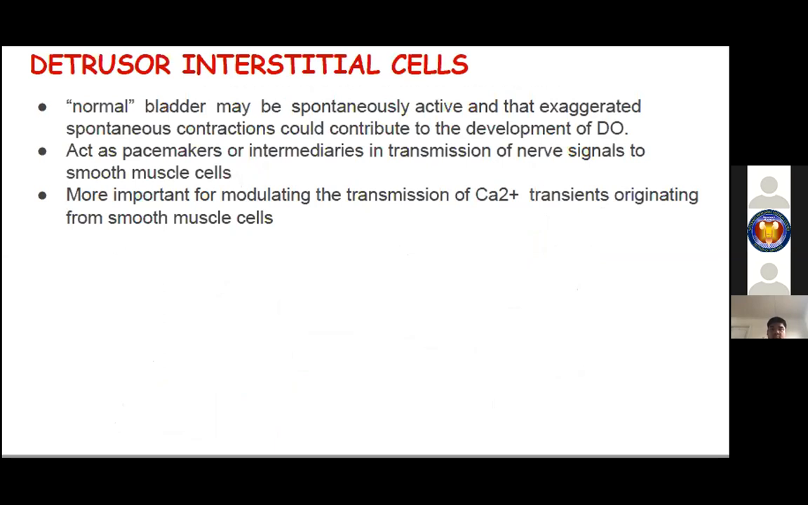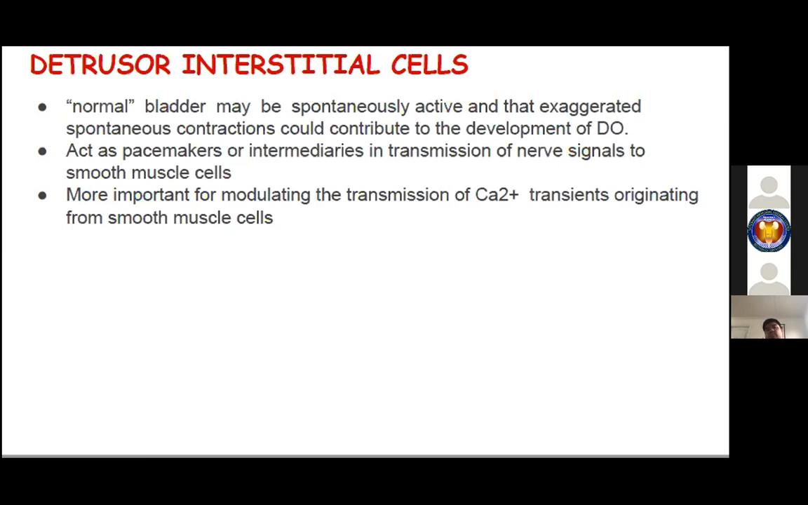Lastly, for the detrusor interstitial cells, in addition to being located in the suburethral layer, they are also found in the detrusor layer and have been shown to be spontaneously active. They can fire calcium waves in response to cholinergic stimulation by M3 receptor activation and can be spontaneously active, suggesting that they could act as pacemakers or intermediaries in transmission of nerve signals to smooth muscle cells.